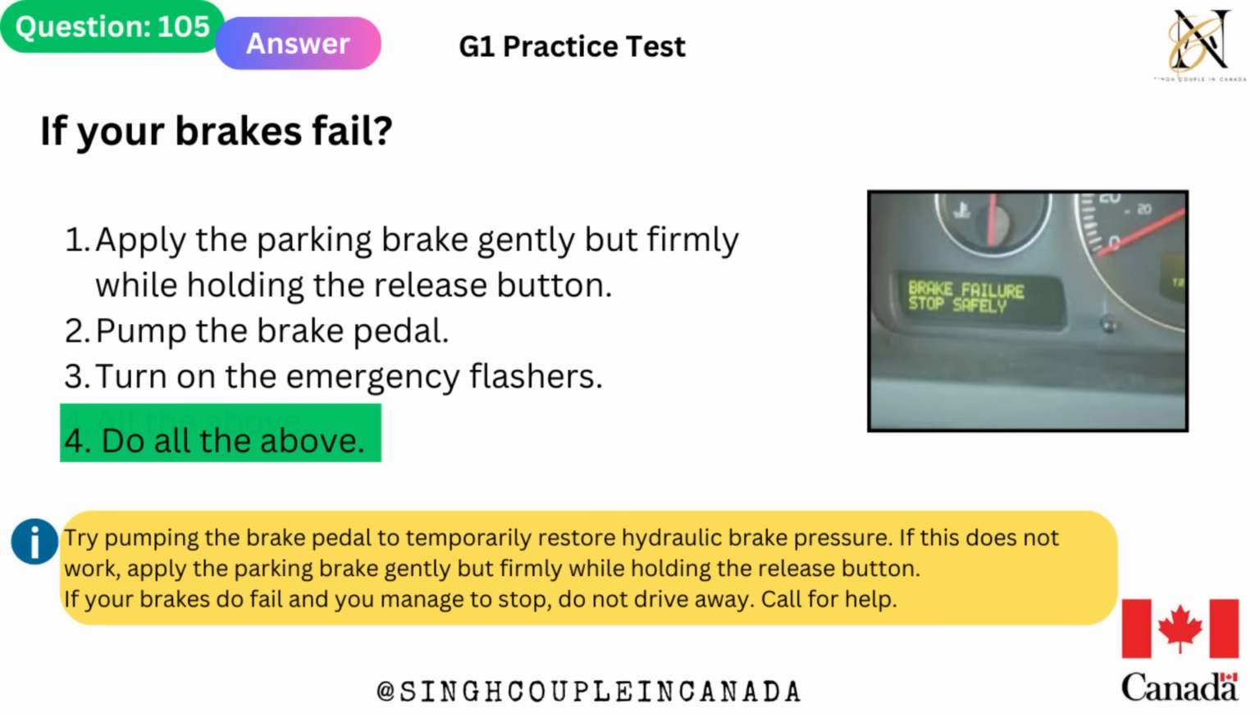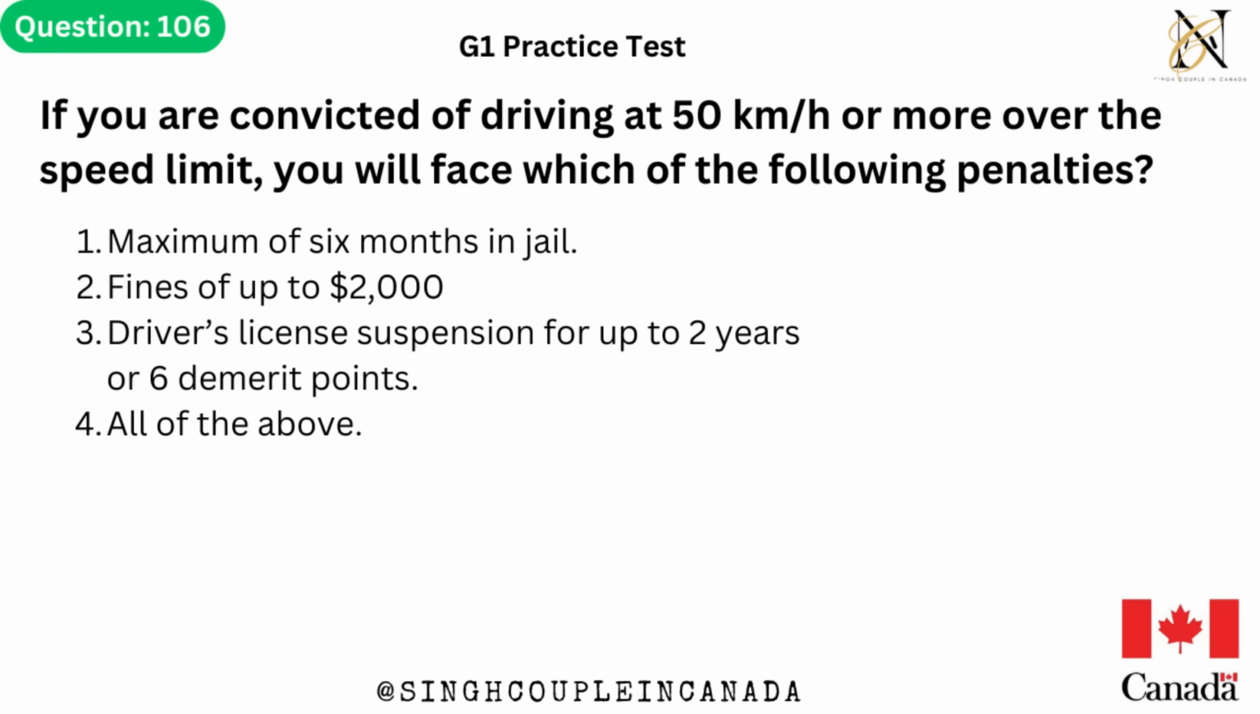Call for help. If you are convicted of driving at 50 km per hour or more over the speed limit, you will face which of the following penalties? 1. Maximum of 6 months in jail. 2. Fines of up to $2,000. 3. Driver's license suspension for up to 2 years or 60 demerit points. 4. All of the above.